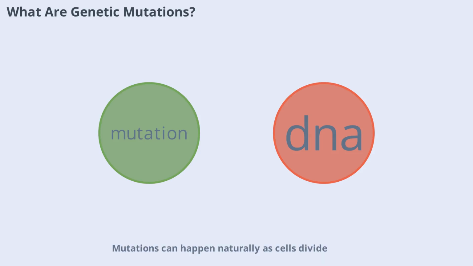Mutations can happen naturally as cells divide, or they can be triggered by environmental factors like radiation or chemicals. Not all mutations are harmful, some have no effect at all. But when mutations disrupt important genes that control cell growth, they can set the stage for cancer to develop.